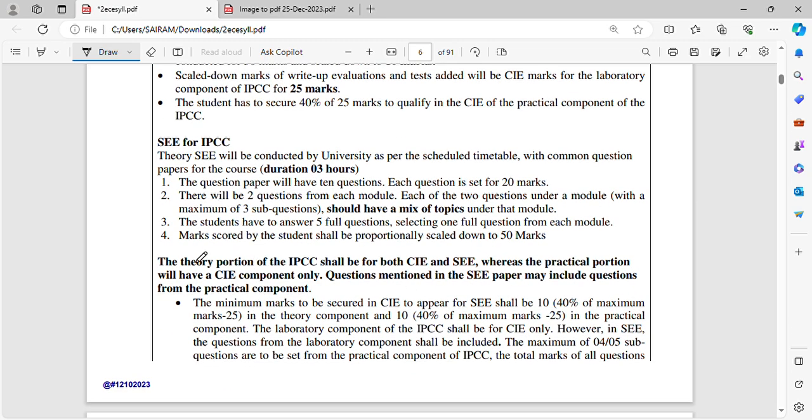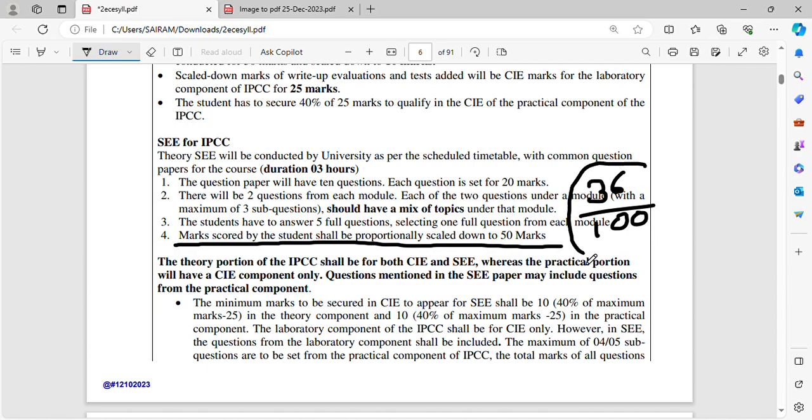Yeah, see here, this one I was about to tell you. Marks scored by the student shall be proportionally scaled down to 50 marks, right? It says 60 or 50, but it is scaled down to 50. For 15 I guess it is 18 marks, that is the passing marks. So if you get 36 out of 100, then you are going to get 18 out of 50, right? This is what you're supposed to know.